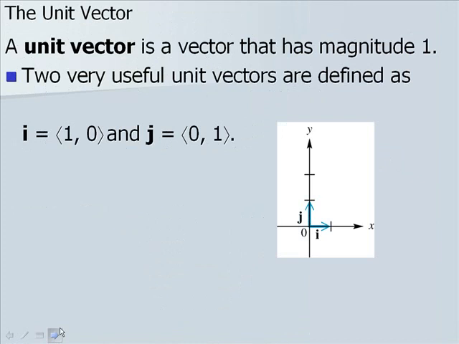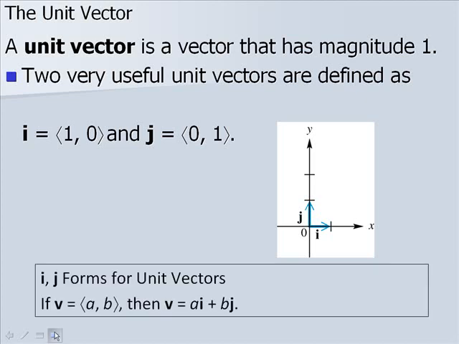Let's look at the definition of a unit vector. A unit vector is a vector that has magnitude of 1. Two very useful unit vectors are defined as i, which is <1, 0>, and j, which is <0, 1>, and we see them graphed here on our coordinate plane. i and j, our unit vectors, have the following definition. If v is our vector with components a, b, then it can be written as a times our vector i plus b times our vector j.